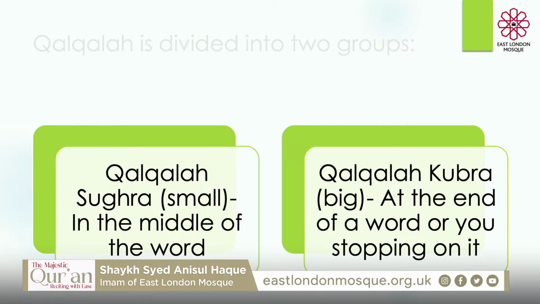What's the difference? If it's sughra, that means you're doing it a bit fast. You don't have enough time. You have to move on. So for example, if I was to say the word aba wa ba, I can't linger. I'm going to have to move on quickly. So the qalqala isn't emphasized as much. But qalqala kubra is at the end of an ayah, if you're stopping on it. So you can emphasize it. قُلْ هُوَ اللَّهُ أَحَدٌ. Is there anything else after it? No. So this is the first difference.